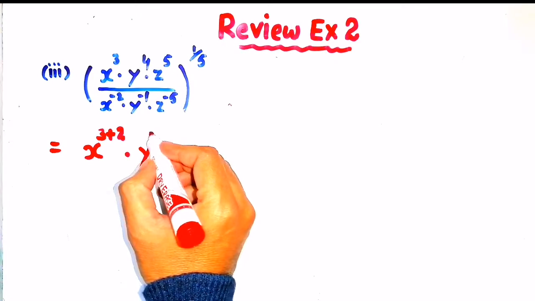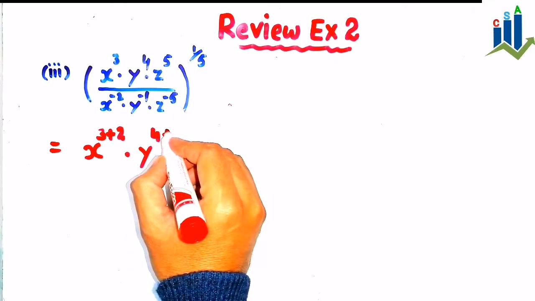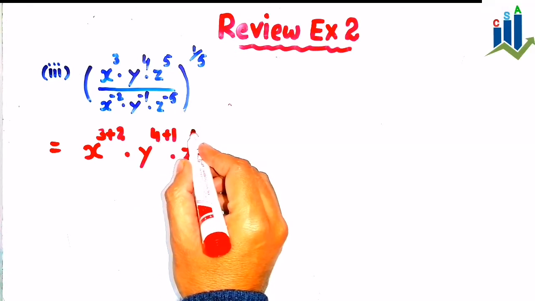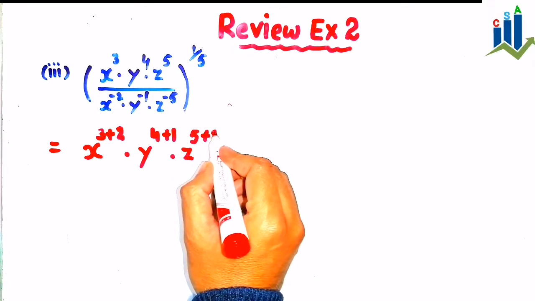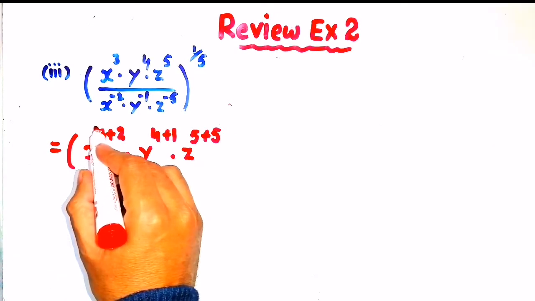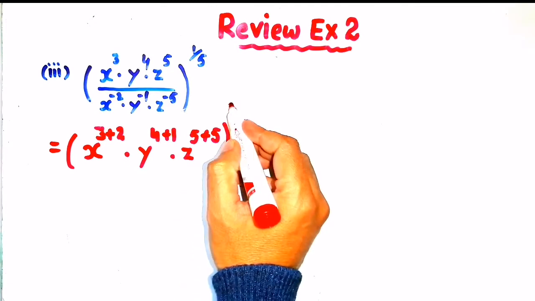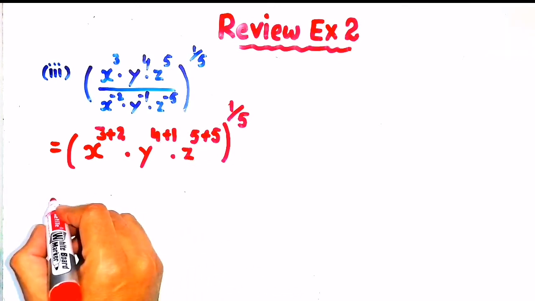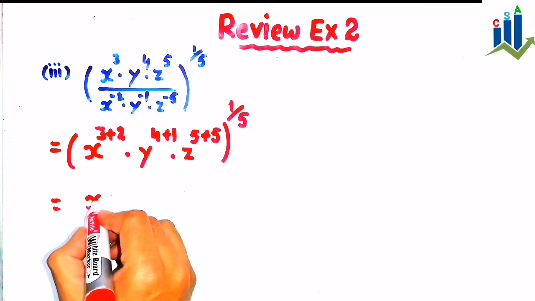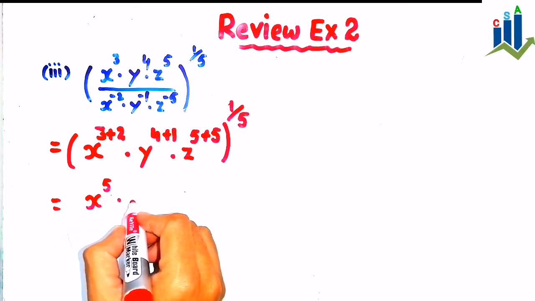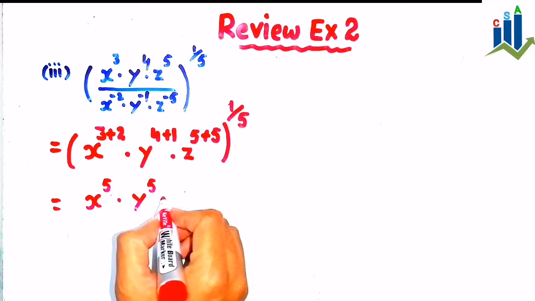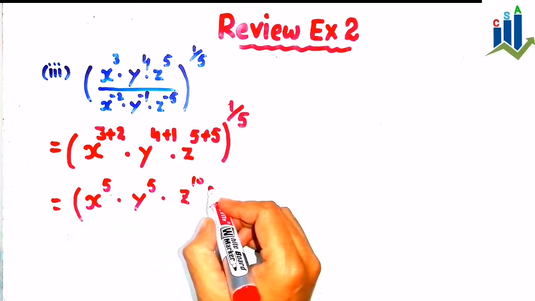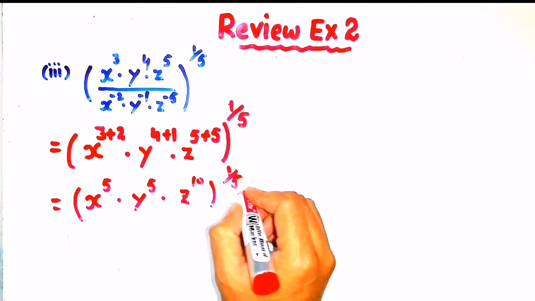Similarly, y will become 4 plus 1, and z will become 5 plus 5. Whole power is 1 over 5. Furthermore, it will become x raised to power 5, y raised to power 5, and z raised to power 10, whole power is 1 over 5.